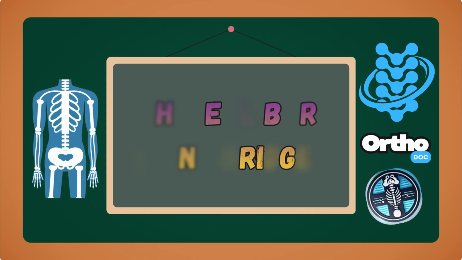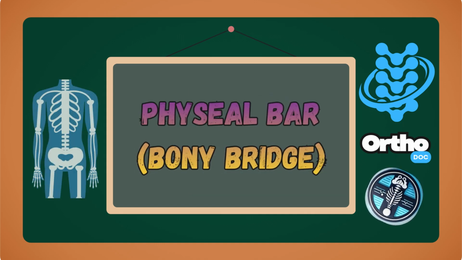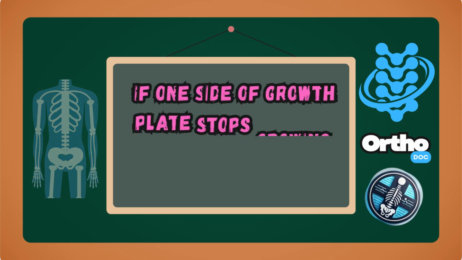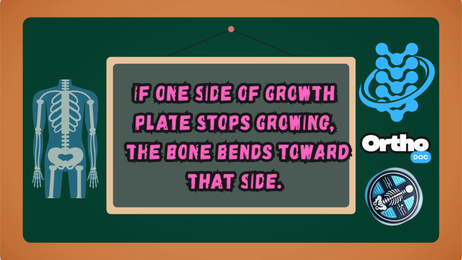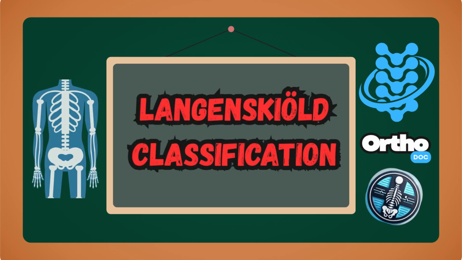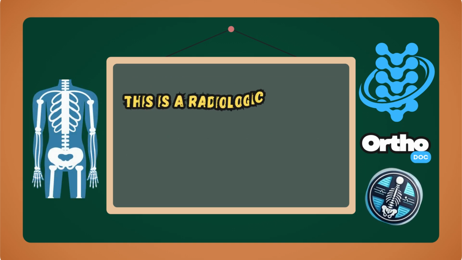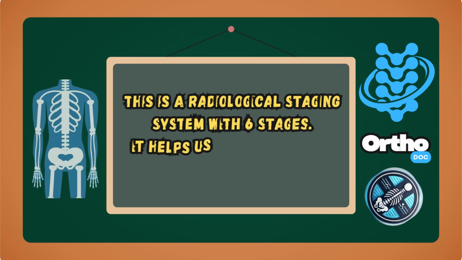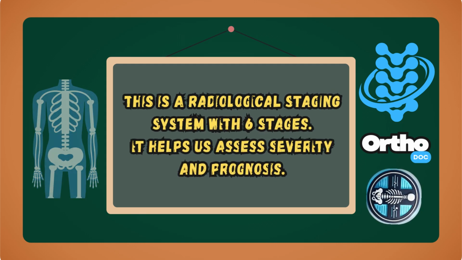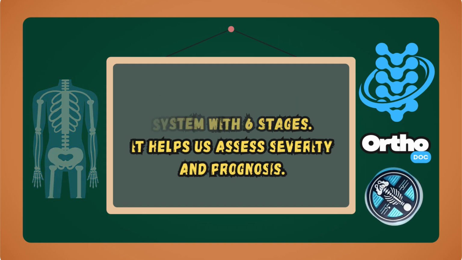In severe cases, a physeal bar or bony bridge forms. Remember this concept. If one side of growth plate stops growing, the bone bends toward that side. Langenskiold classification. This is a radiological staging system with 6 stages. It helps us assess severity and prognosis of infantile Blount disease.